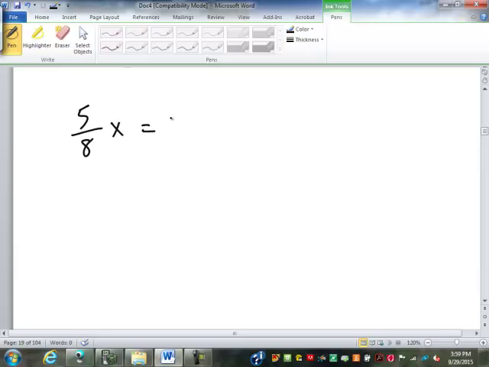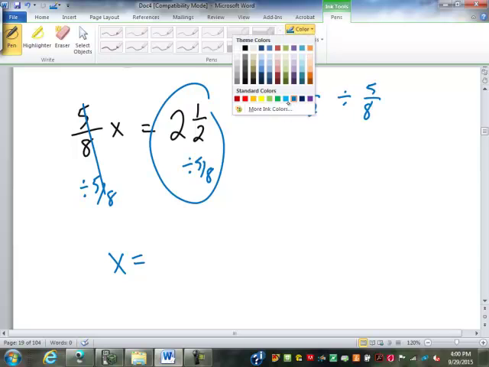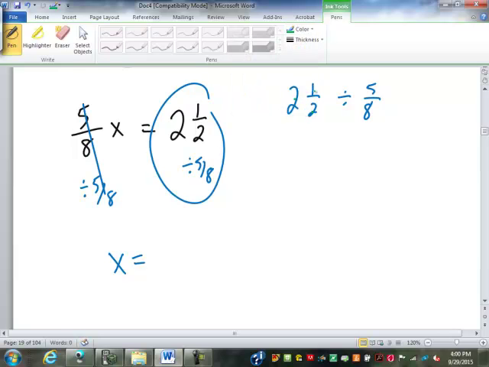So 5/8 x equals 2 and 1/2. So again, x has been multiplied by 5/8. So we're going to take this equation apart by dividing by 5/8. Very good. So that's gone. We get x equals. So here we have 2.5 divided by 5/8. So I'm going to change this 2 1/2 to 2 times 2 is 4 plus 1 is 5/2, and then times 8/5.